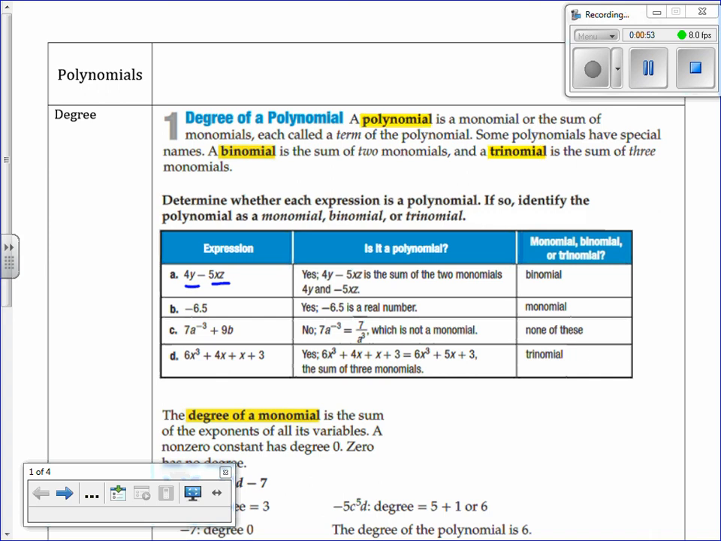When we look at 7a to the negative third plus 9b, 7a to the negative third is 7 over a to the third, that is not a monomial. Remember, we cannot have a variable in the denominator and call it a monomial. And then finally, 6x to the third, 4x plus 3. You would say, okay, it has 1, 2, 3, 4 terms in the expression, but remember, we want to combine our like terms. And so it ends up being 4x to the third plus 5x plus 3. That's why we can call that a trinomial.